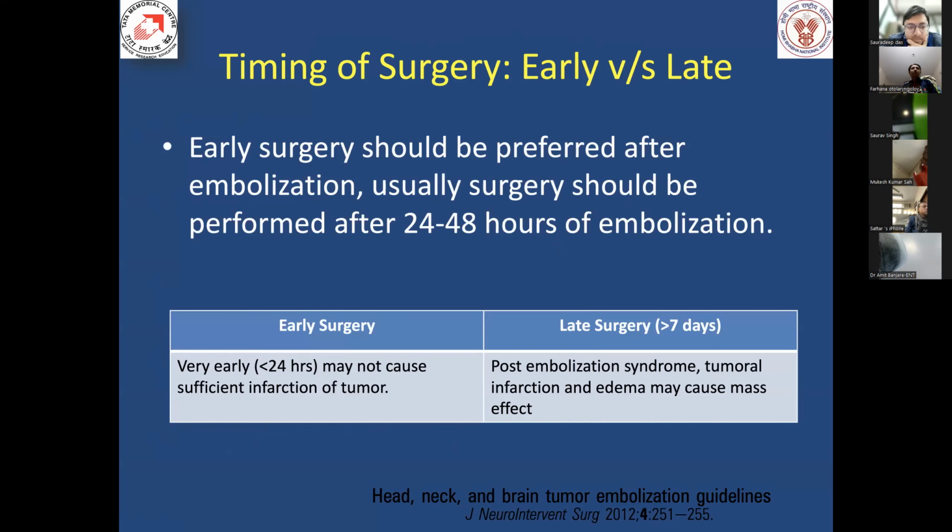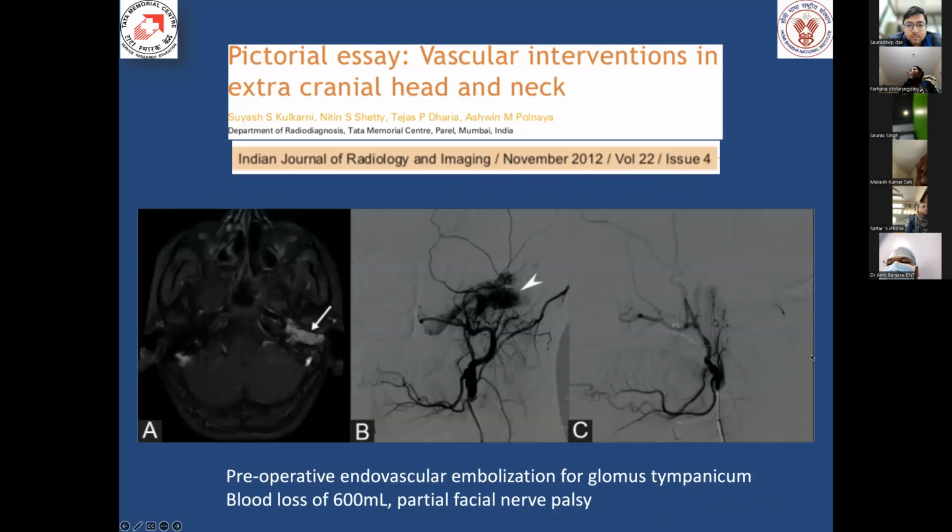When is the best time to do it? It's essentially 48 hours. Over a period of time we have realized, we started off with the previous day embolization, then we started giving a day extra, and on a trial and error basis, we have realized in our setup that 48 hours after embolization is a good time to go inside and operate to have the best embolization effect. These are just examples where we have done angioembolization.